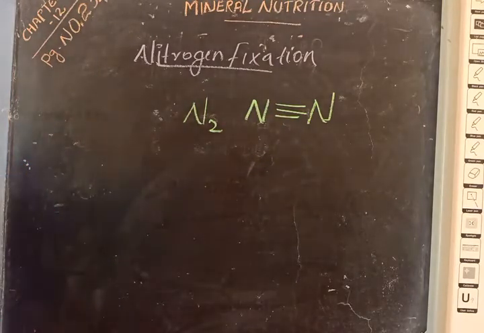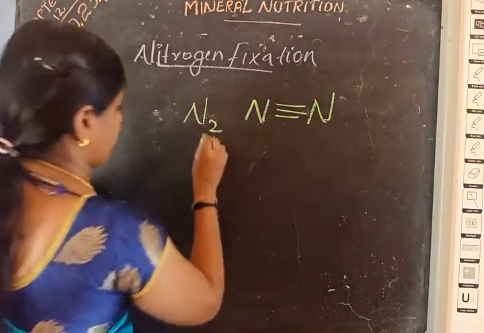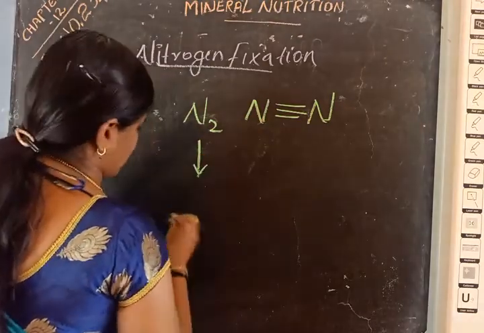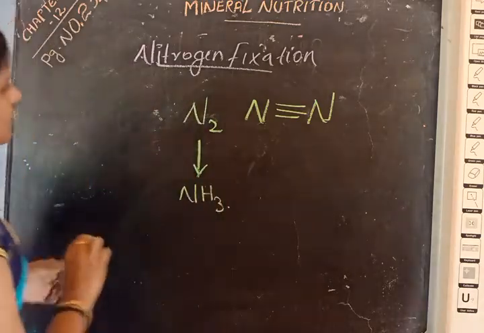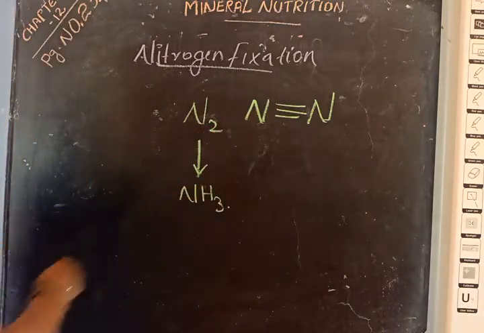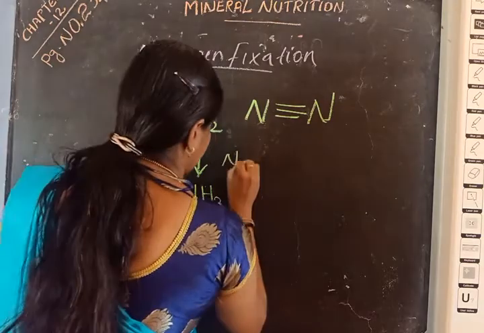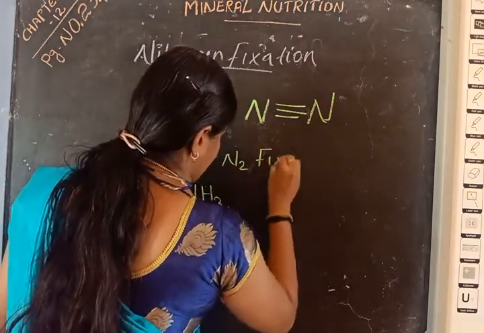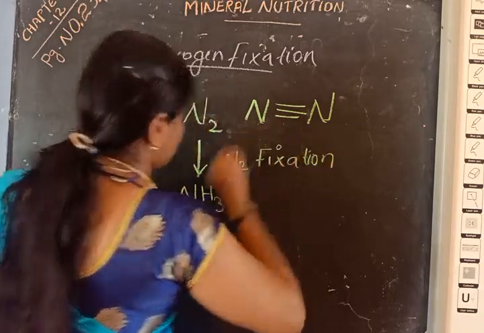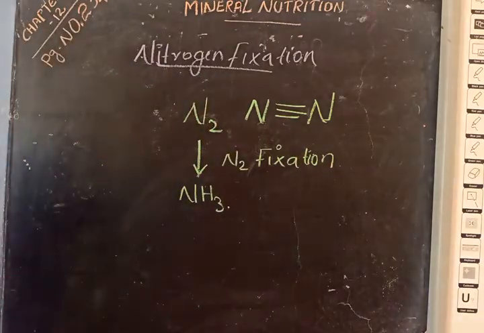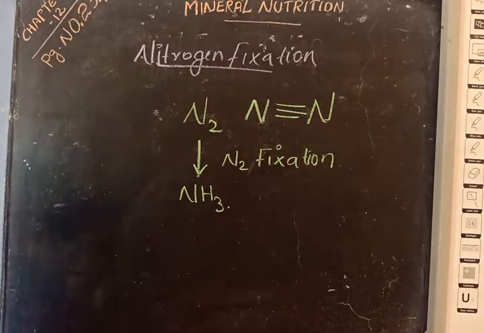So the process of converting atmospheric nitrogen into ammonia is called nitrogen fixation. Nitrogen fixation can occur by two methods: biological nitrogen fixation and non-biological nitrogen fixation.